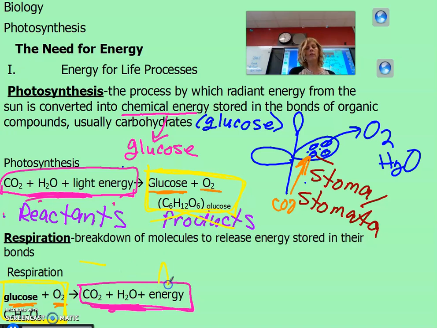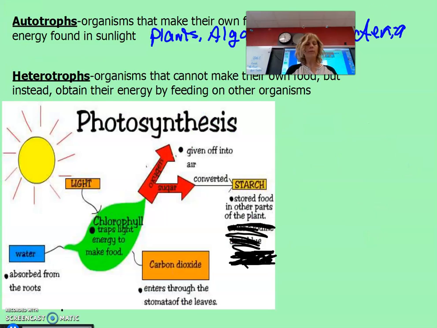The difference also is that energy, when we're talking about cellular respiration, is in the form of ATP. Energy in photosynthesis is that light energy that comes from the sun. But if you can memorize one, you kind of know them both.